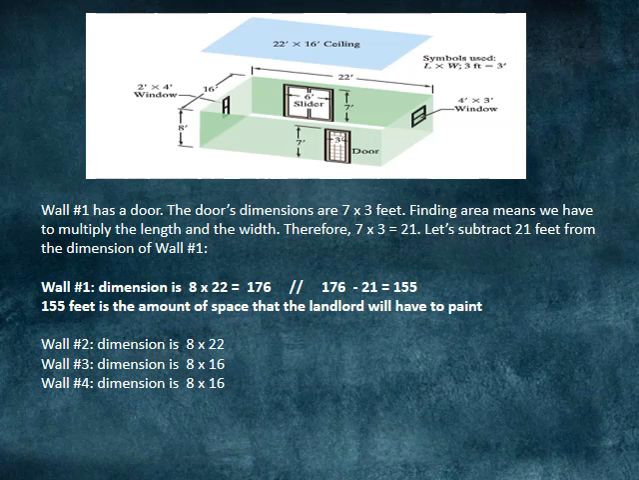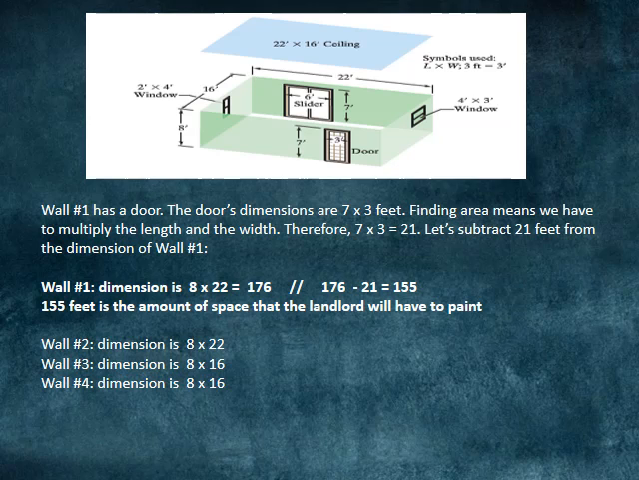So, when we take the full dimension of that whole wall, wall number 1, which is 176 feet, and then subtract the door, which is 21 feet, the only amount of space that the landlord has to paint is 155 feet. That's going to be taken into consideration later on when we add the full dimensions of how much Anita has to purchase. So 155 feet is the amount of space that the landlord will have to paint. And that's wall number 1.